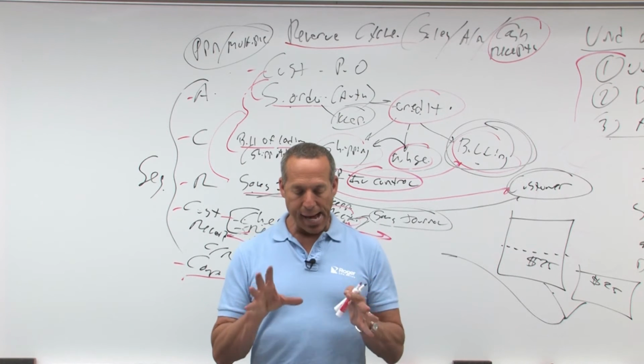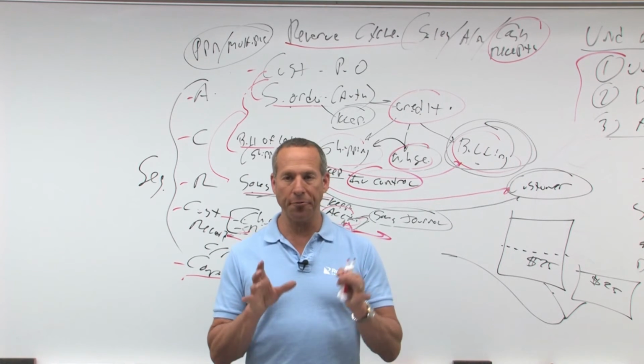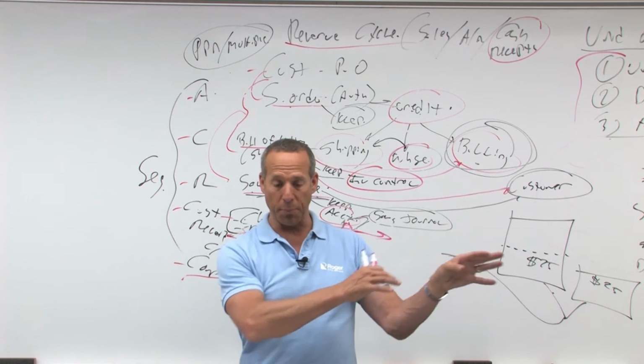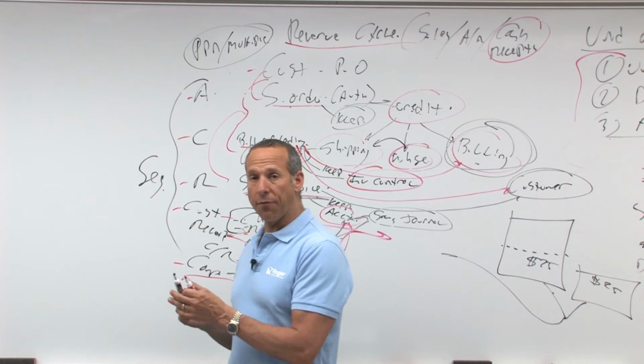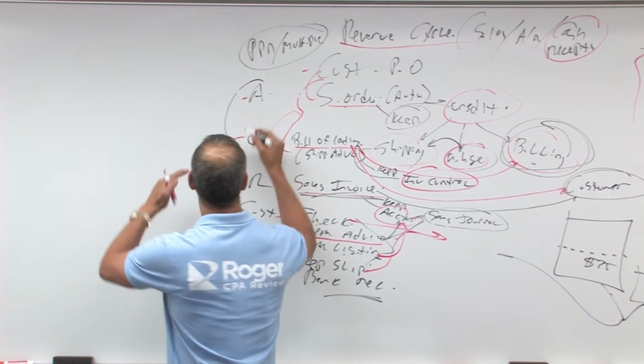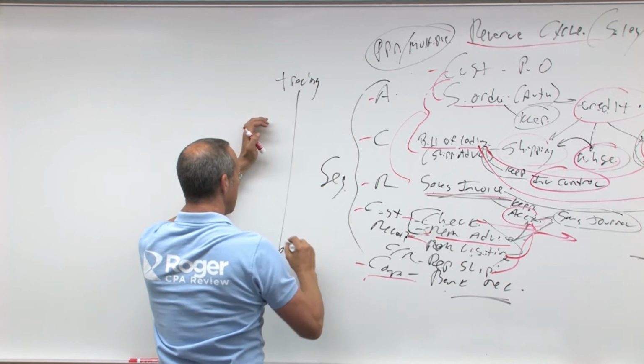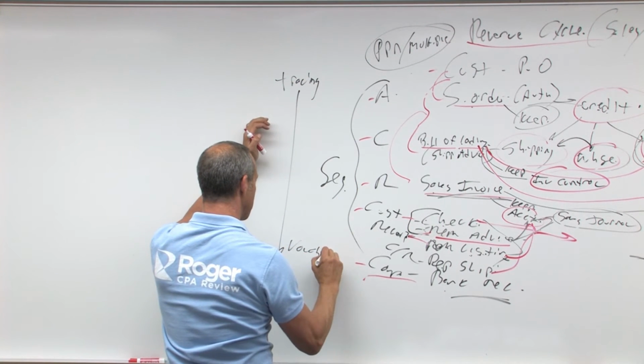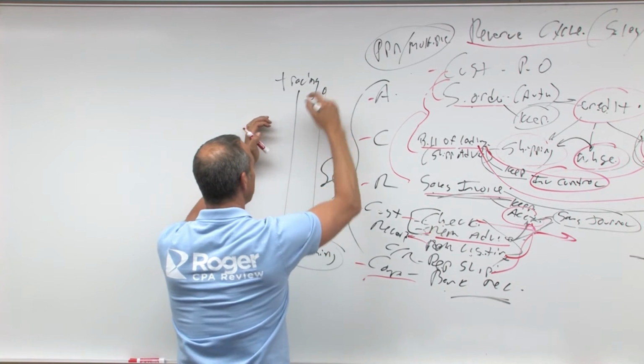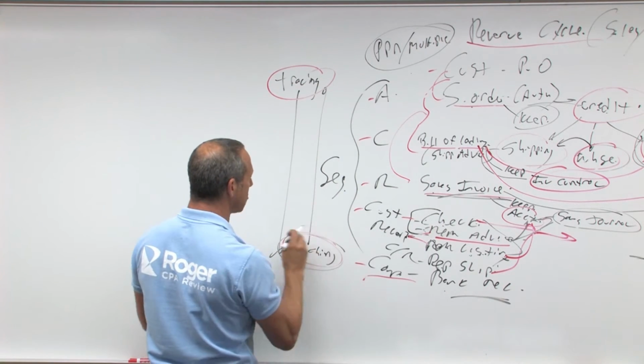Now, as we're looking through this, we're going to cover terms in audit evidence a couple of sections down the road. And we're going to have the words tracing and vouching. Let me put it right here. Tracing, vouching. All right, this is tracing, this is vouching.